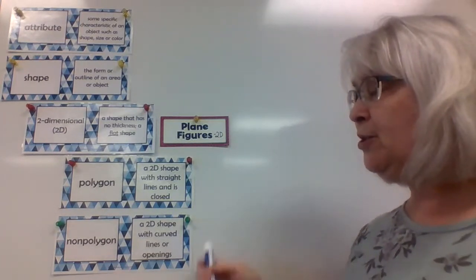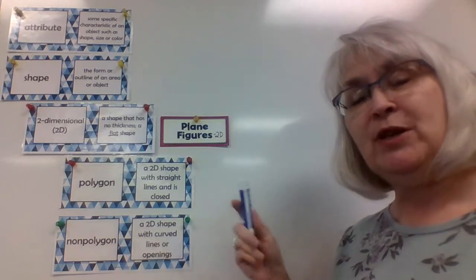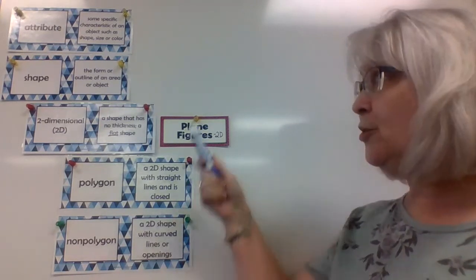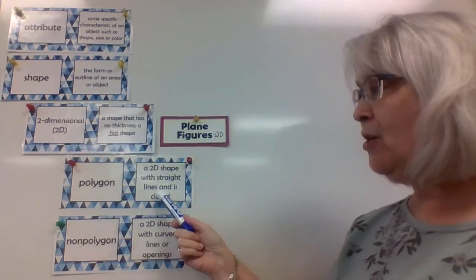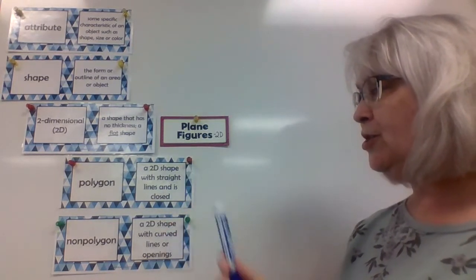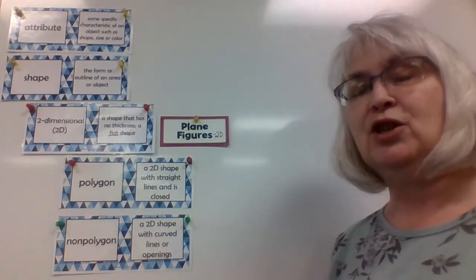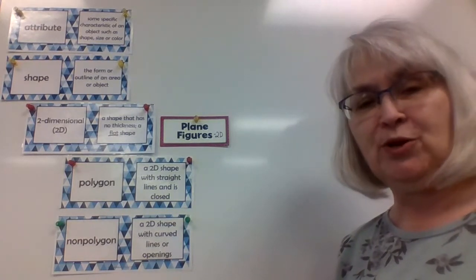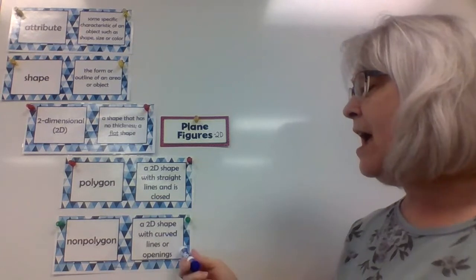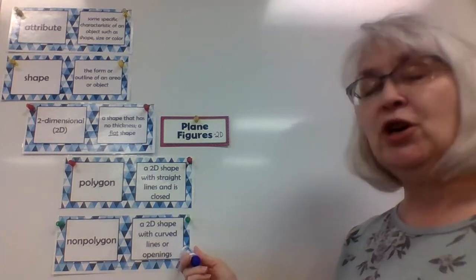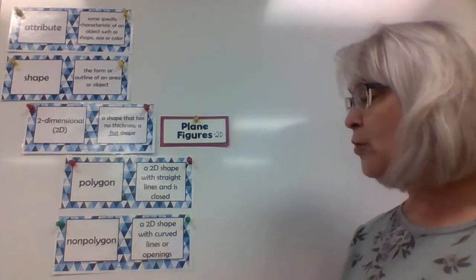All right, when we take two-dimensional figures, we can divide them into two groups based on their characteristics or their attributes. A polygon is a two-dimensional shape that has straight lines, all straight lines, and it's closed. That means there are no openings or no gaps in the lines. A non-polygon is a two-dimensional shape with curved lines or with openings.